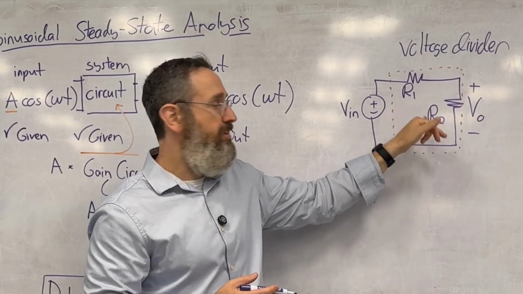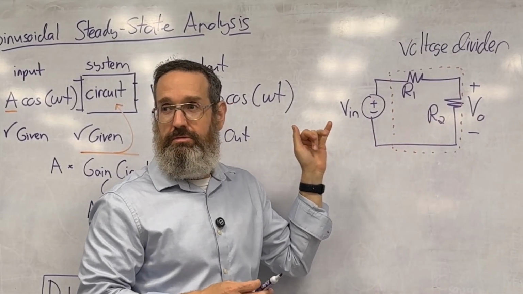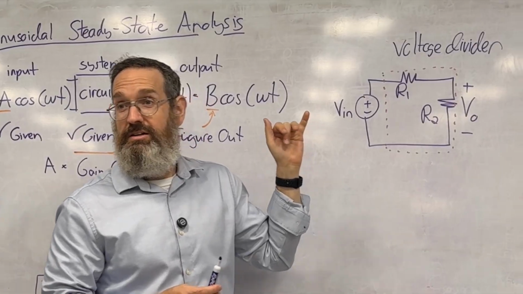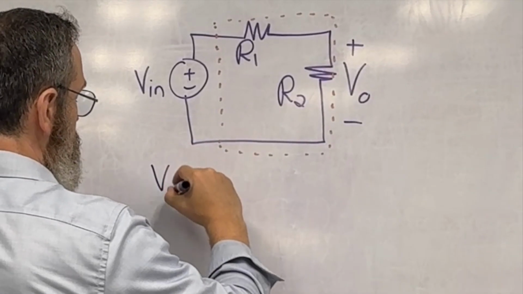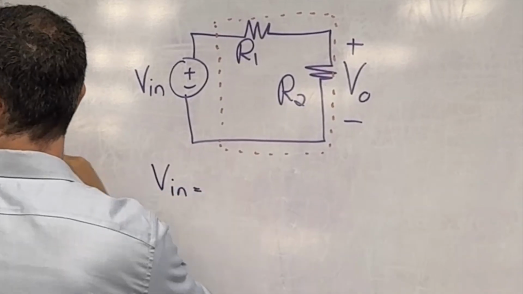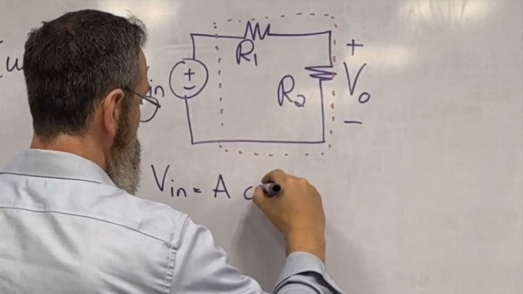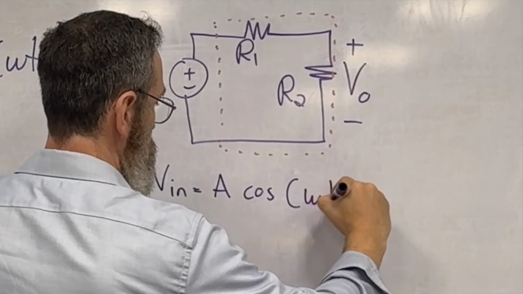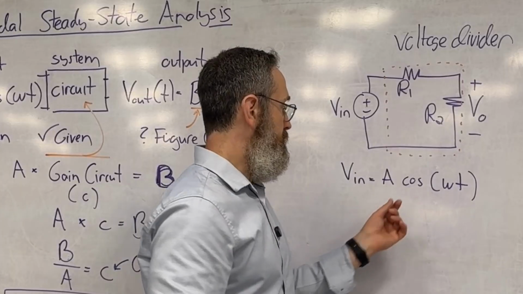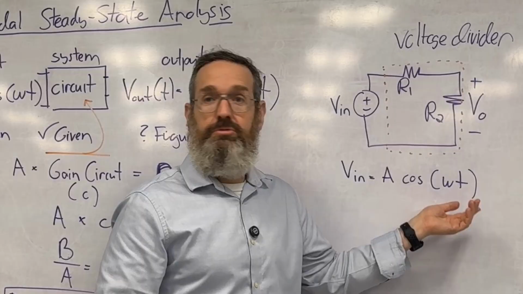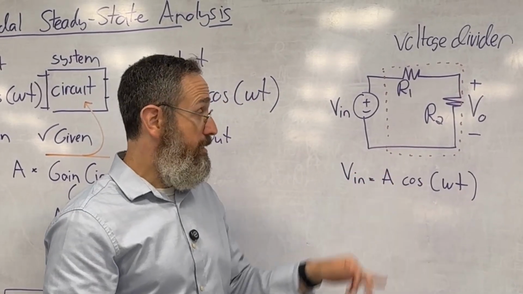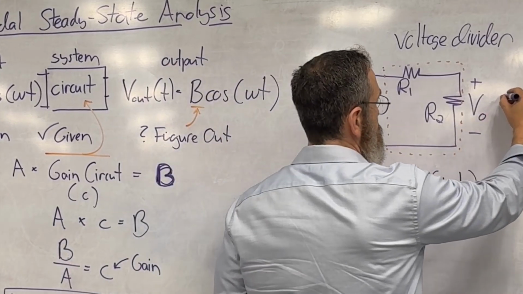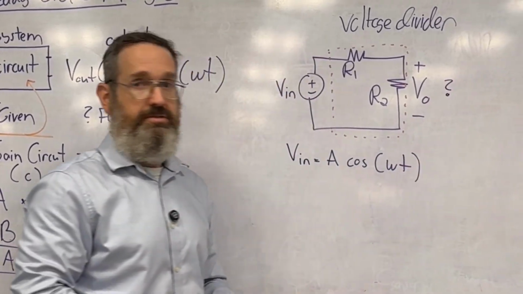You guys want to do this with variables or with actual numbers? With variables. Okay. So then we're just going to say that V in is equal to A cosine of WT. And if you like to work with numbers, call this a 7 and call this a 2. Call it whatever you want. But I just want to say this is just a wiggle. To win the game, we of course have to know what V out is.